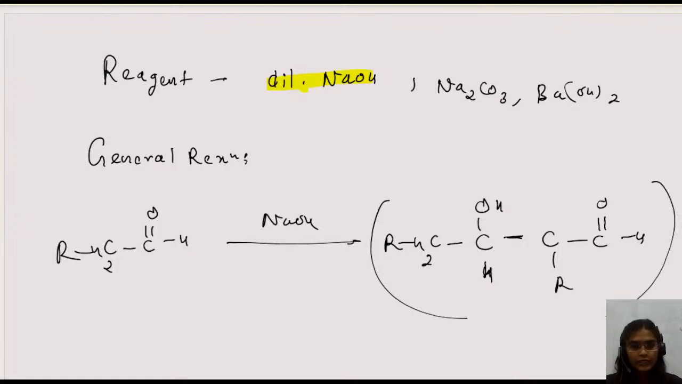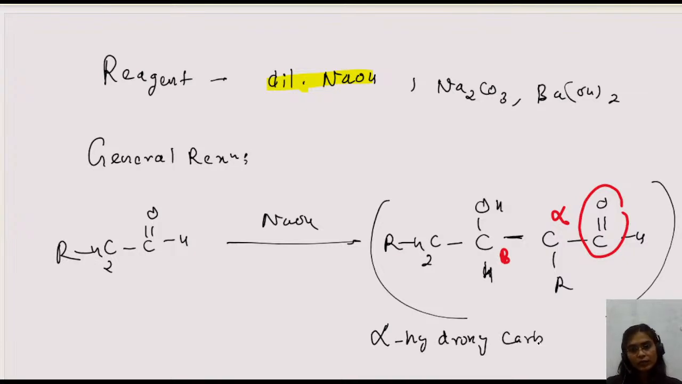With respect to the CO group, this is the alpha position and this is the beta position. So what is the final product? It is an alpha hydroxy carbonyl compound. The name and everything we will discuss in a while.